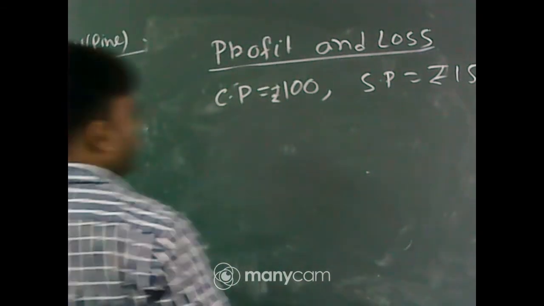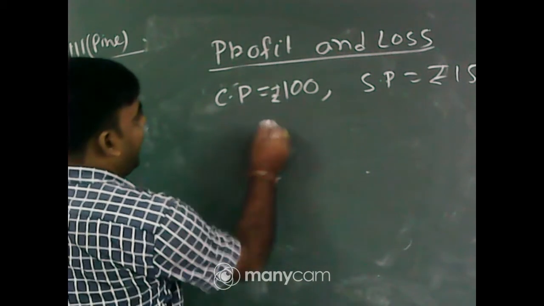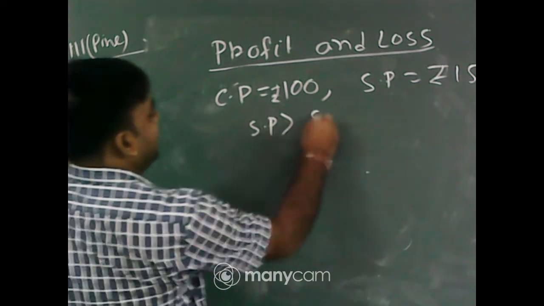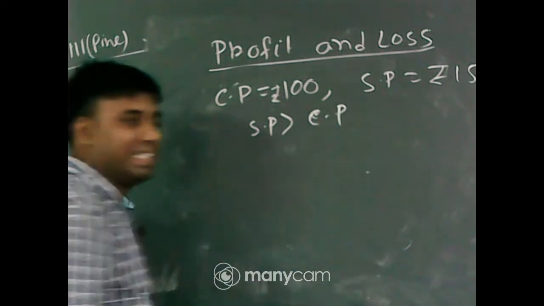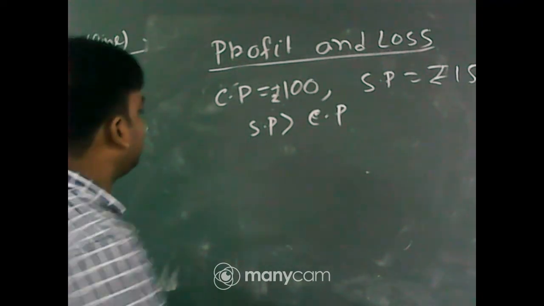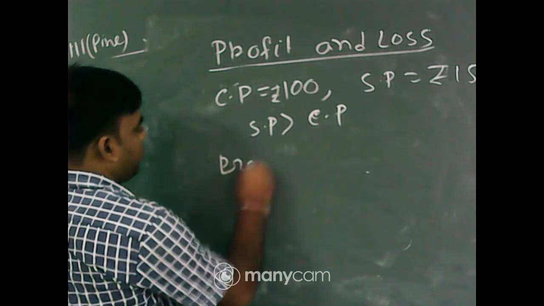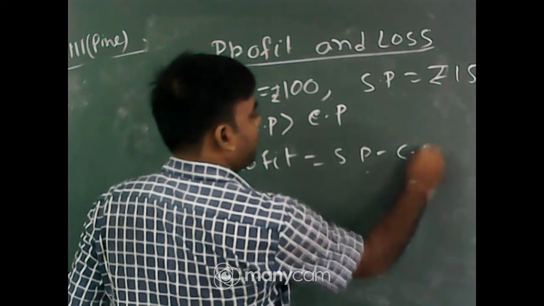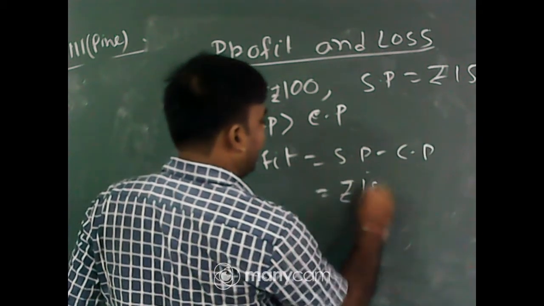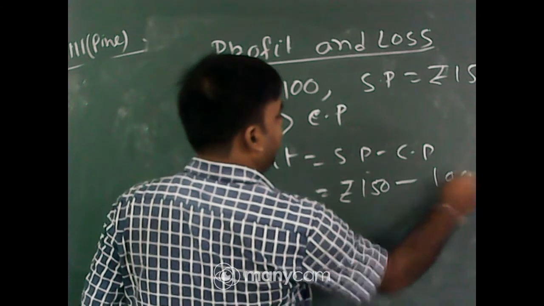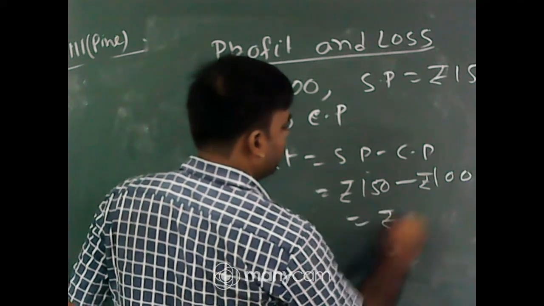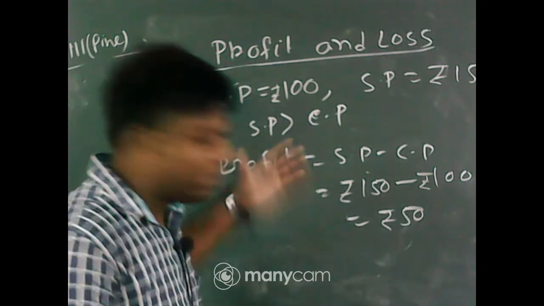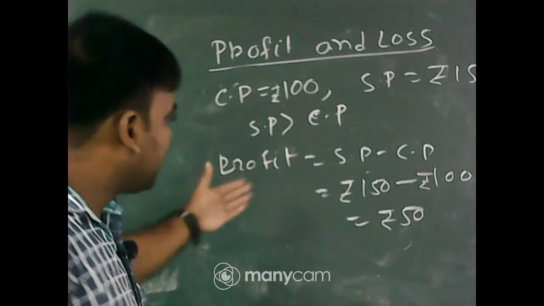Next, here SP equal to 150, CP equal to 100. SP greater than CP means profit, and profit equal to SP minus CP. SP rupees 150 and CP rupees 100, so profit is rupees 50. In your copy, solve the sums in this way.